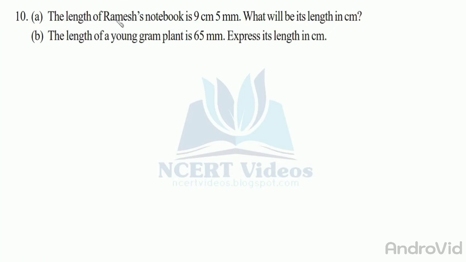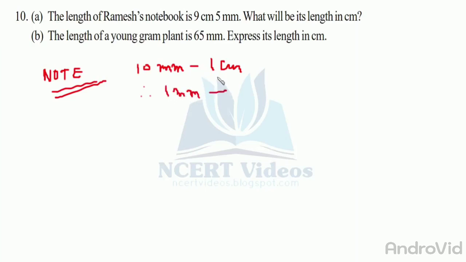Question 10 is the last question. The length of Ramesh's notebook is 9 cm and 5 mm. What will it be in centimeters? Second is the length of a young plant, 65 mm. You have to convert both into centimeters. First, again remember the concept: 10 mm equals 1 centimeter and 1 mm equals 1/10 centimeters.